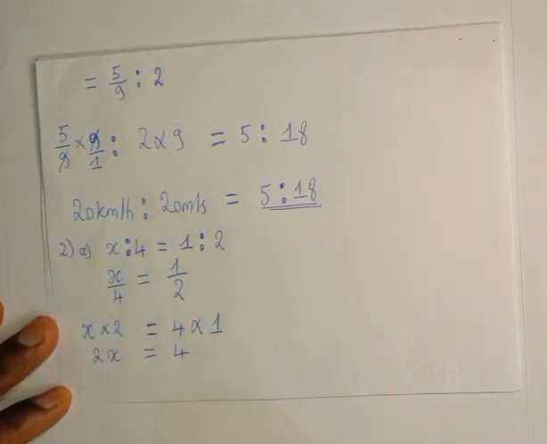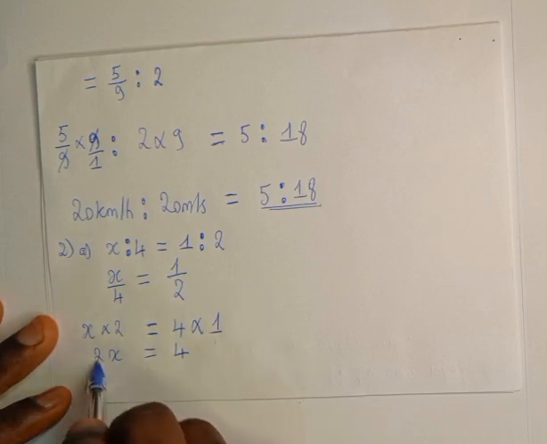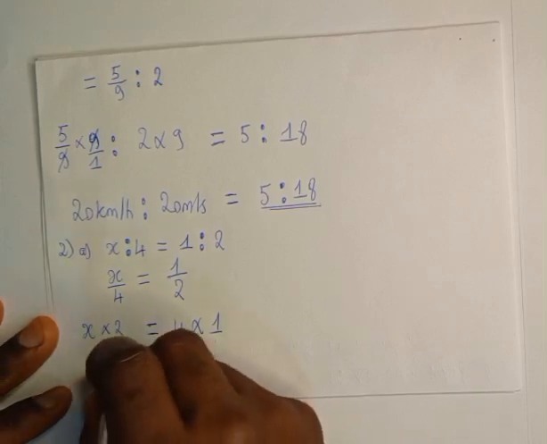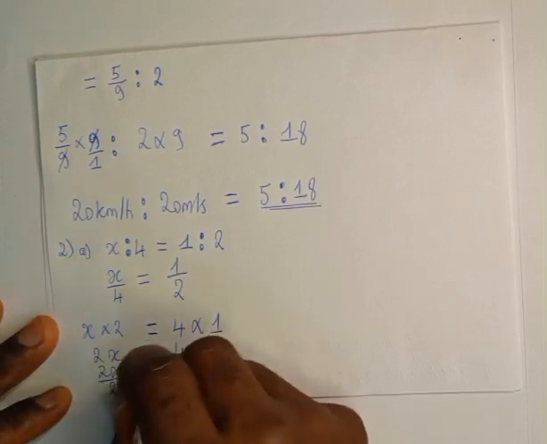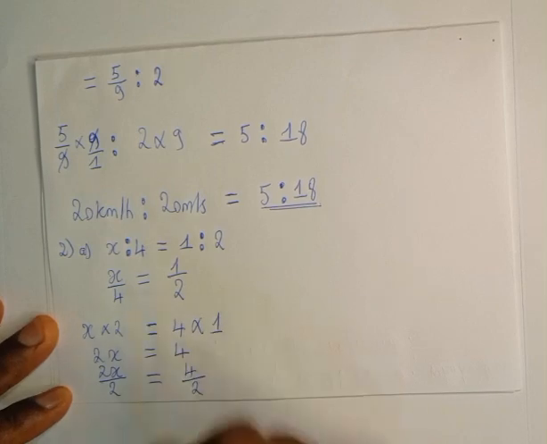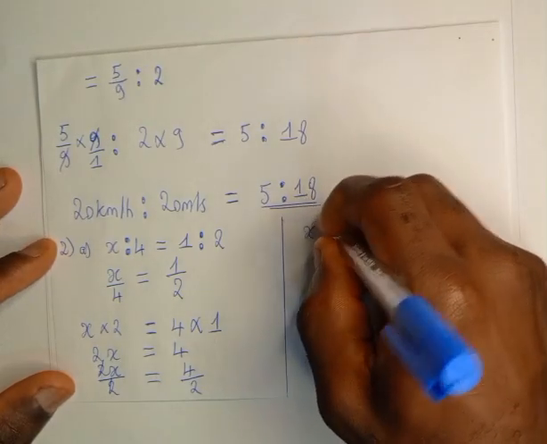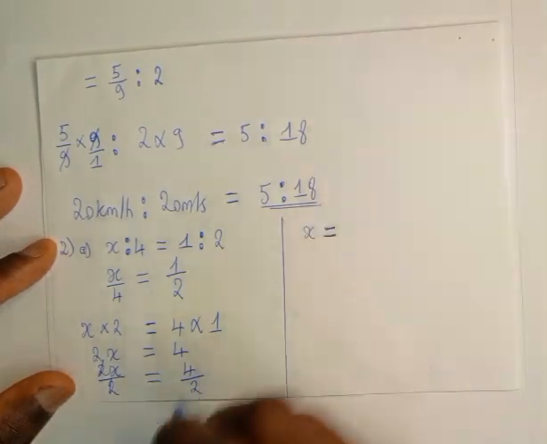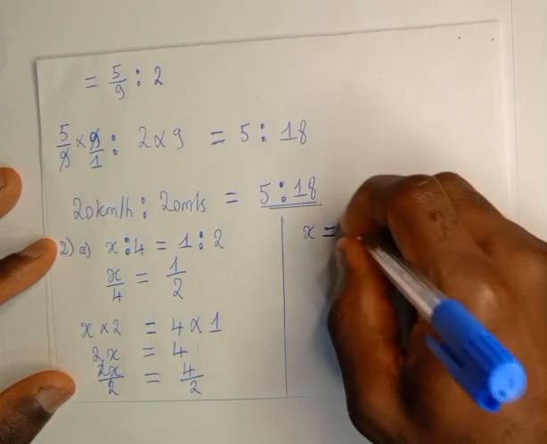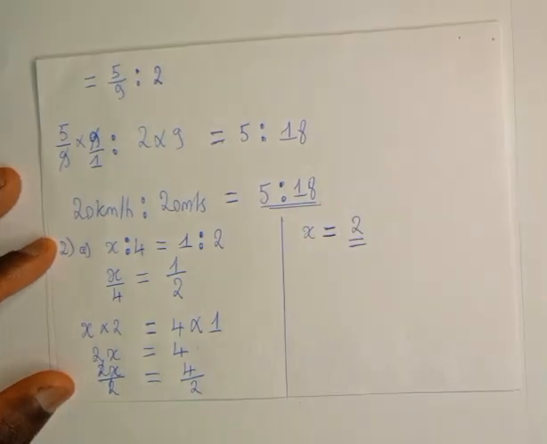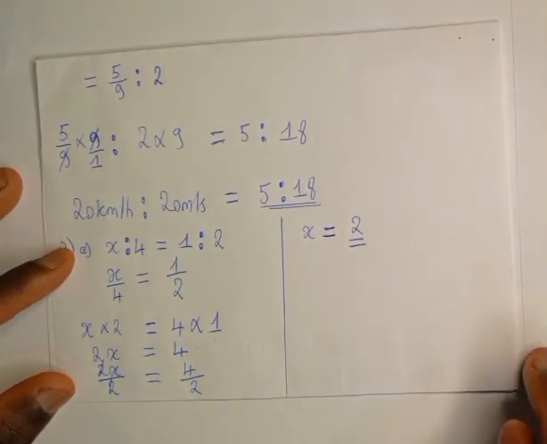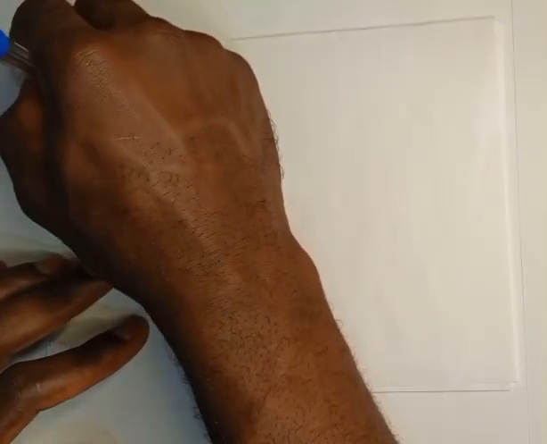Next, for us to get the value of x, we are going to divide both sides of this equation by the coefficient of x, which is 2. 2x divided by 2 is equal to 4 divided by 2. Proceeding with simplifications, 2 will strike off 2. We'll be left with x, which is equal to 4 divided by 2. It gives us 2. We are done with question A. We go to question B.